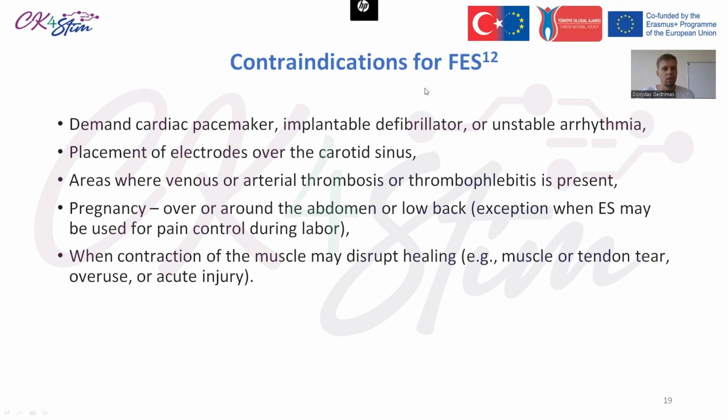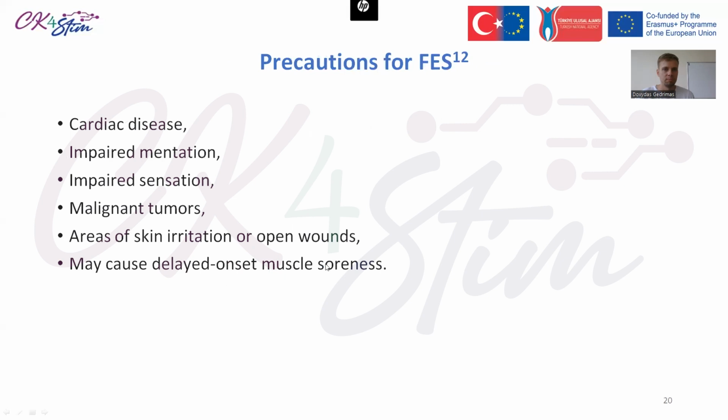Contraindications are demand cardiac pacemaker, implantable defibrillator, or unstable arrhythmia, placement of electrodes over the carotid sinus, areas where venous or arterial thrombosis or thrombophlebitis is present, pregnancy, and over or around the abdomen or low back. Also, exceptions are when electrical stimulation may be used for pain control during labor. Also when contraction of the muscle may disrupt the healing, for example, muscle or tendon tear, overuse, or acute injury.